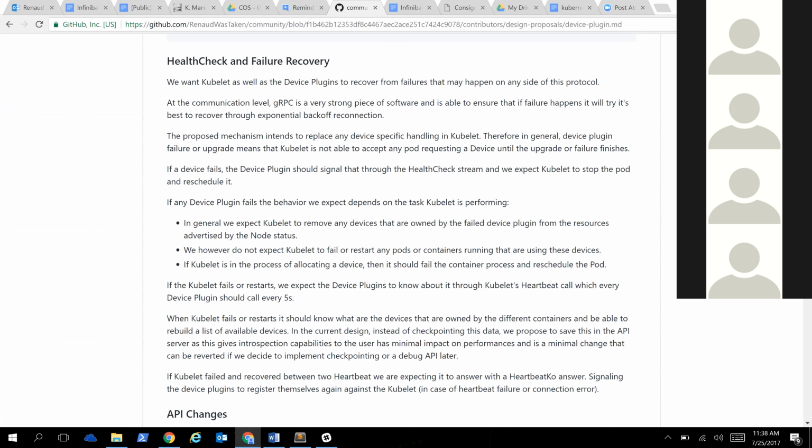Yes, if a device is marked as failed. I think you're on mute. Or maybe not, sorry. Can you hear me? Yes, now. Okay. So if a device is marked as failed and it's not running in a container, then it's made unavailable and the capacity of the node decreases by 1.